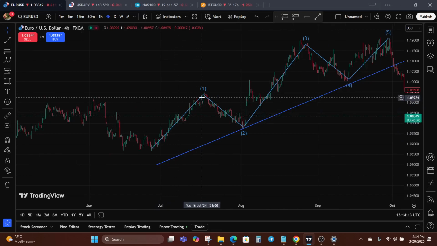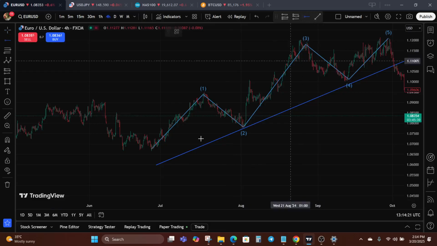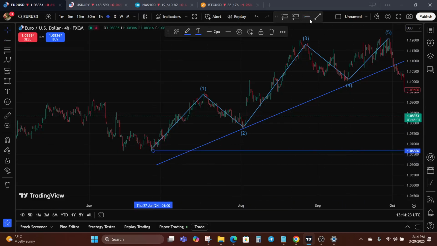But then wave 2 is the first corrective wave. It retraces part of wave 1, but does not go lower than the start of wave 1. As we can see, this was where wave 1 started, and this was where wave 2 ended. So wave 2 usually does not retrace all the way to where wave 1 started.